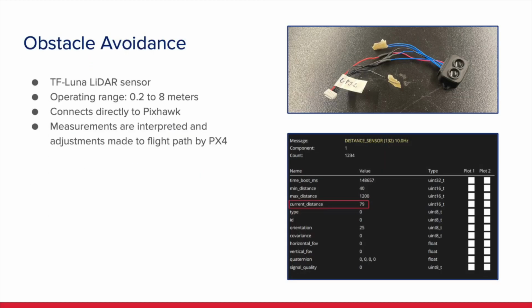Our plan here was to use this TF Luna LiDAR sensor, which has an operating range of 0.2 to 8 meters. It connects directly to the Pixhawk and the measurements can be interpreted by the PX4 autopilot. Here on the bottom we can see the current distance reading, which is coming from the sensor. PX4 can then interpret this and make adjustments to the flight path as needed. We did not get the chance to test this in a flight mission though.